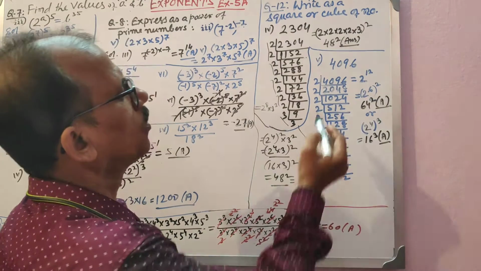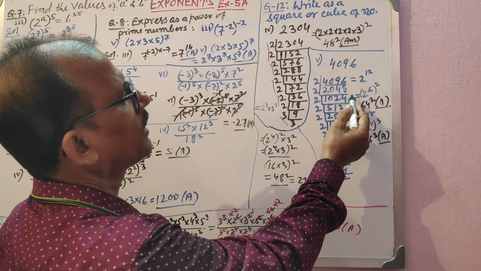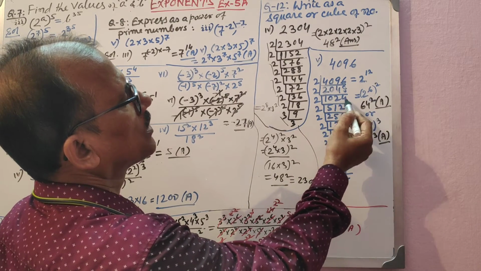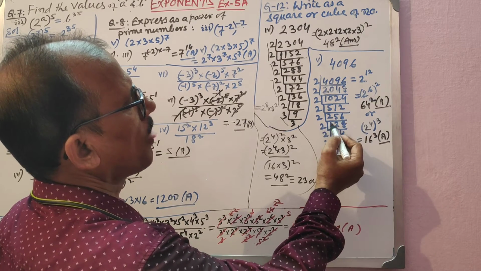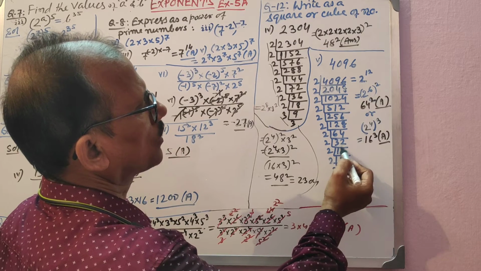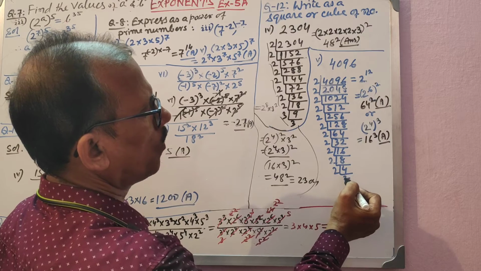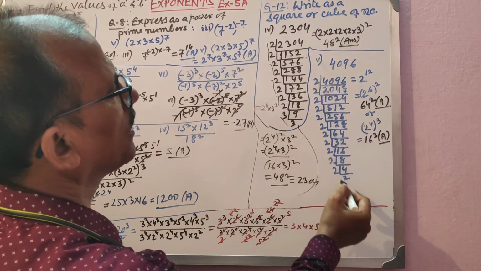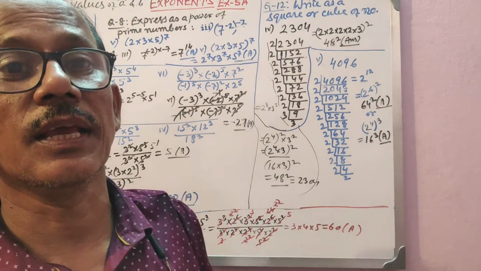Short division you must know. If you do, it will go with 2 because it's an even number, can be divided by 2. So 2048 divided by 2, 1024, divided by 2 512, divided by 2 256, divided by 2 128, divided by 2 64, divided by 2 32, divided by 2 16, divided by 2 8, divided by 2 4, divided by 2. So see, 2 to the power how much? 12. So it can be 2 to the power 6 whole square, because you have to make a square.